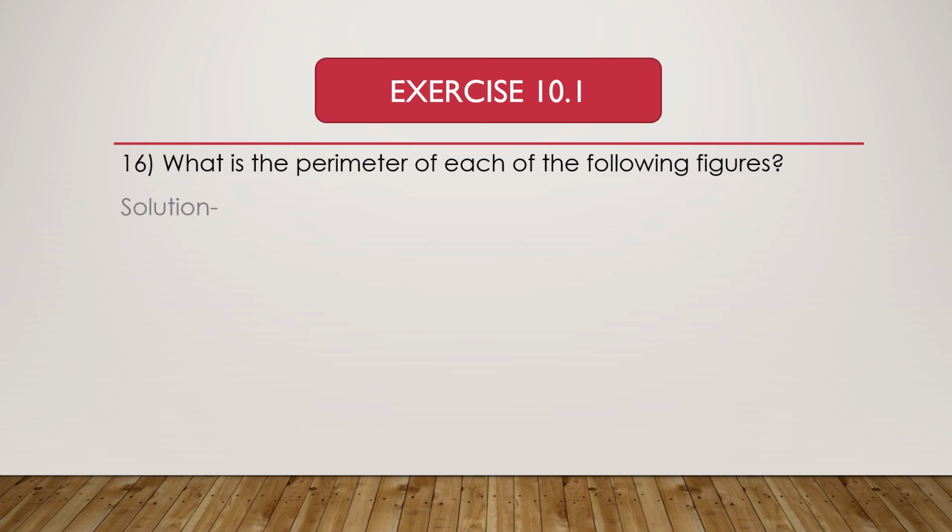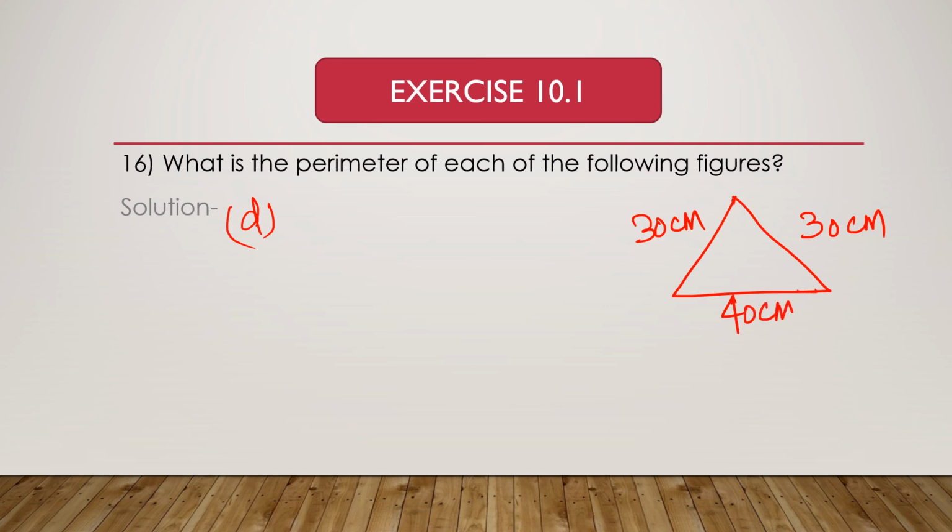Now what is the perimeter of the fourth figure? D. This is the figure of a triangle. This side is 30 centimeter, it is given. This is 30 centimeter given, and this is 40 centimeter given. This is an isosceles triangle because these two sides are equal. In an isosceles triangle, two sides are equal.